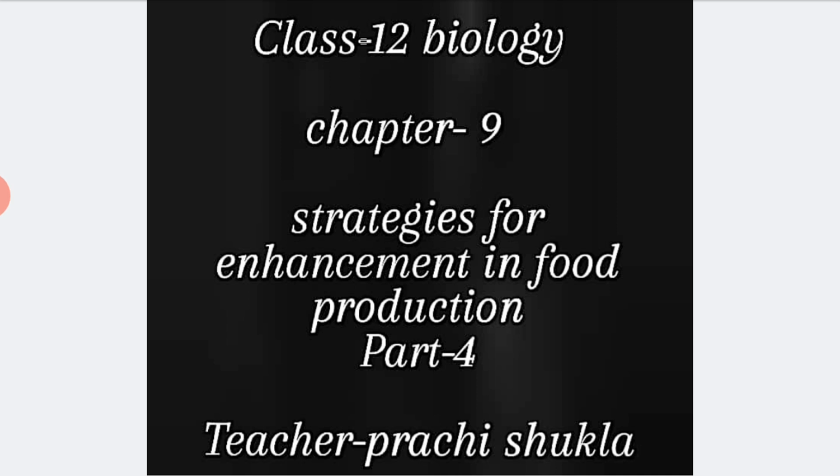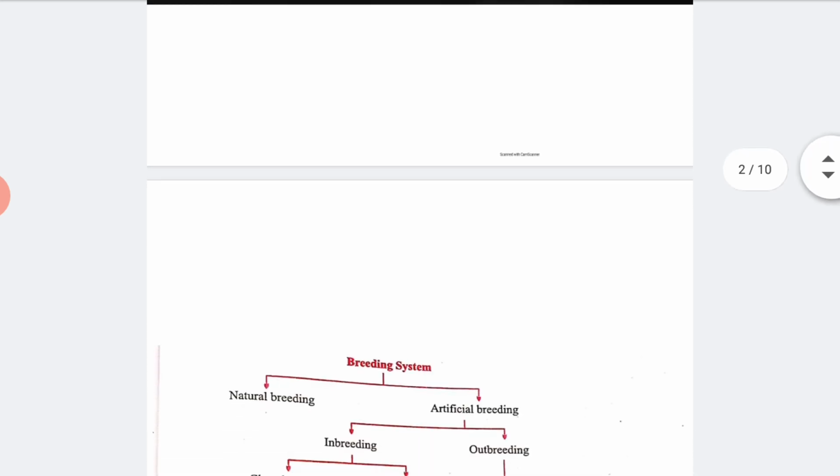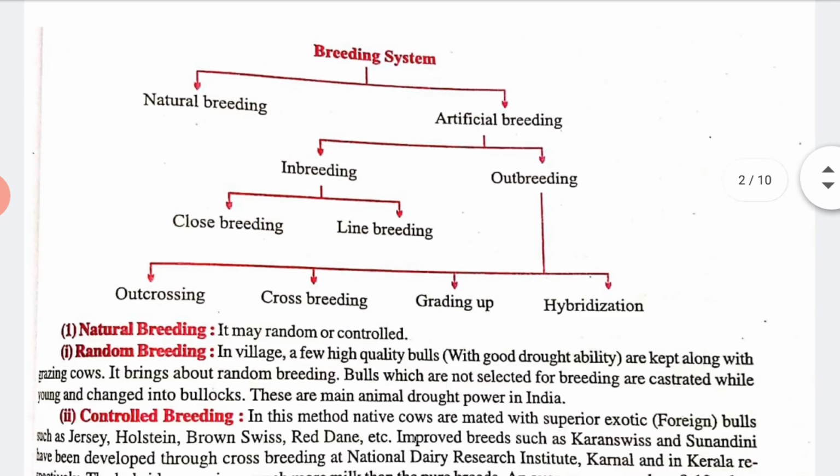So today we are going to learn about breeding systems. What is a breeding system? The breeding system is basically divided into two types, natural breeding and artificial breeding. Natural breeding means it is random. And artificial breeding is divided into two parts, inbreeding and outer breeding. Artificial breeding involves insemination of native cows with the semen of superior bulls or indigenous breeds.